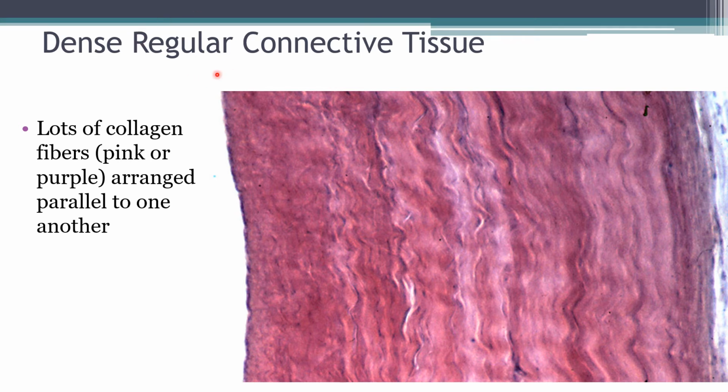Now, dense regular means the collagen fibers are going to be arranged parallel to one another. So that's why this dense regular connective tissue kind of looks like hair, because all the fibers are going the same direction. And they're all parallel to one another.